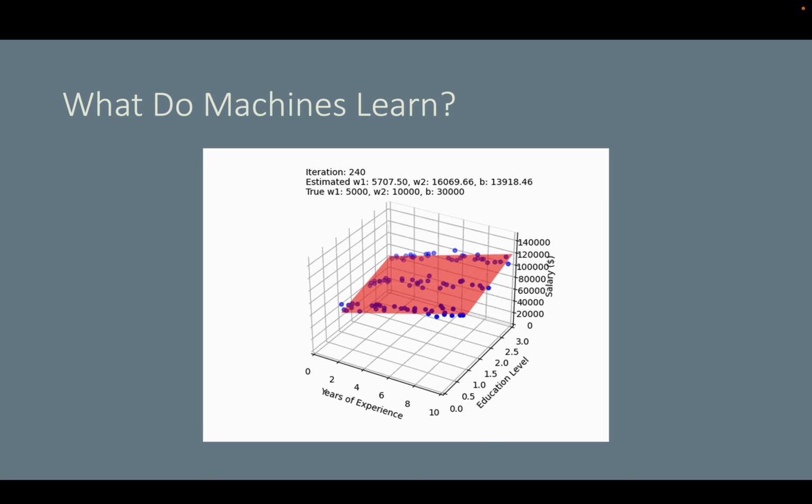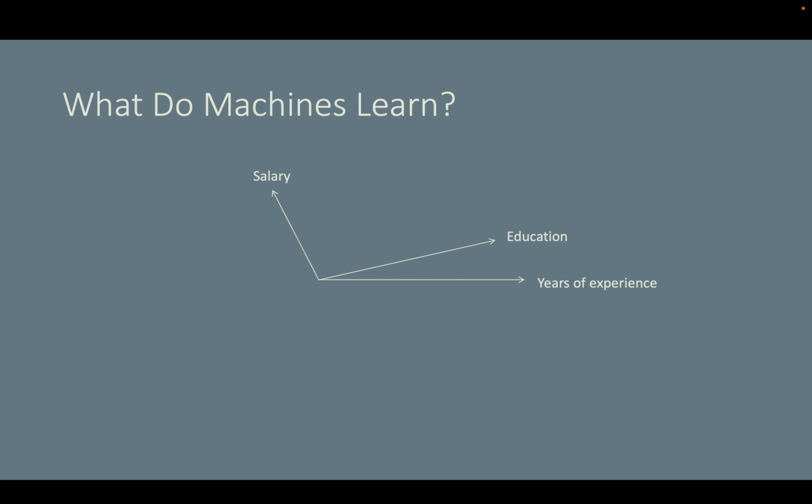In this case, the machine didn't just learn one relationship, it learned how two variables work together to affect salary. This idea, learning from multiple factors, is a key concept in machine learning. It helps machines make better, more accurate predictions, just like humans consider multiple factors when making decisions. If you miss an important factor, then you may make the wrong decision, right?